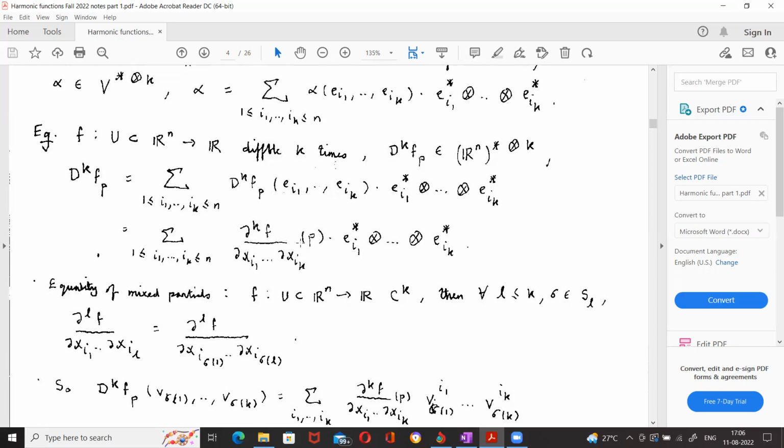Okay, so the partial derivatives, you can think of them as coefficients of this k-multilinear map with respect to this standard basis of the space of k-multilinear maps, multilinear functions.